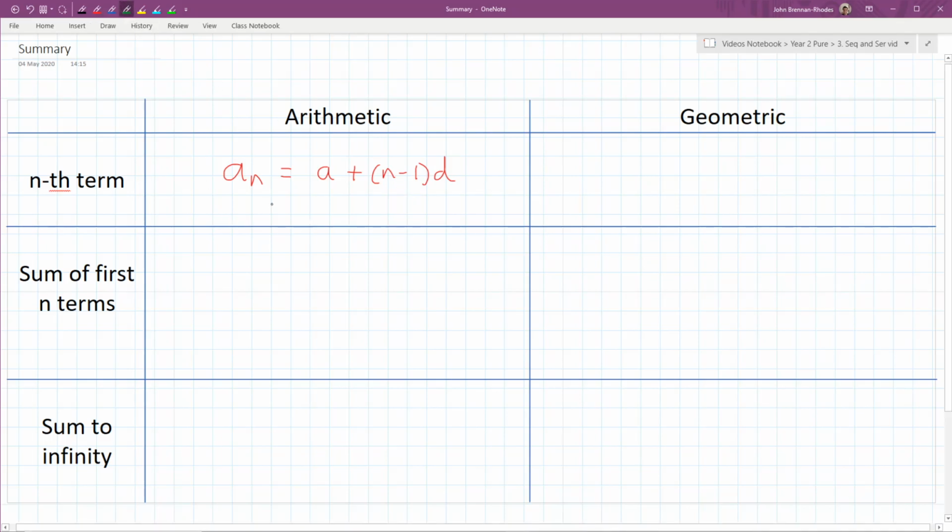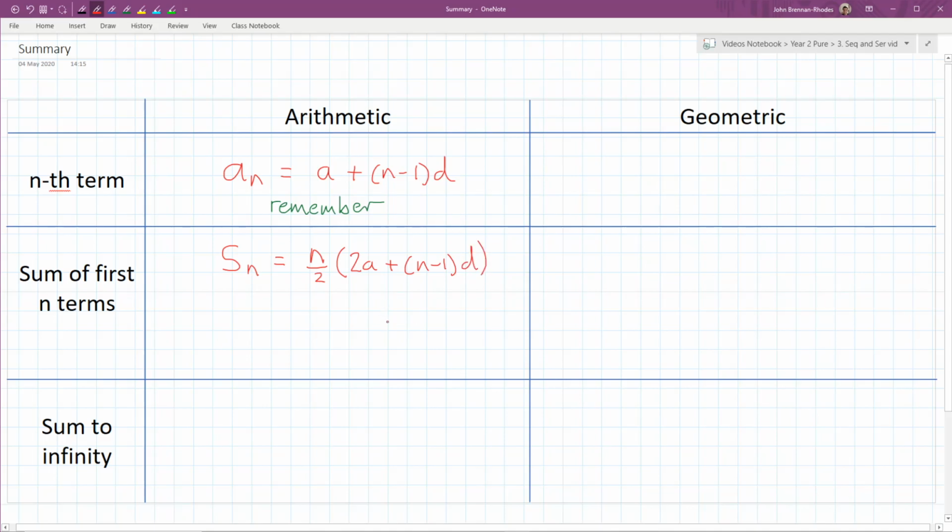And I'm going to say you need to remember that. Okay, the sum of the first n terms, which we write Sn, one way to write this is n over 2, the number of terms divided by 2, in brackets 2a plus n minus 1 times d.